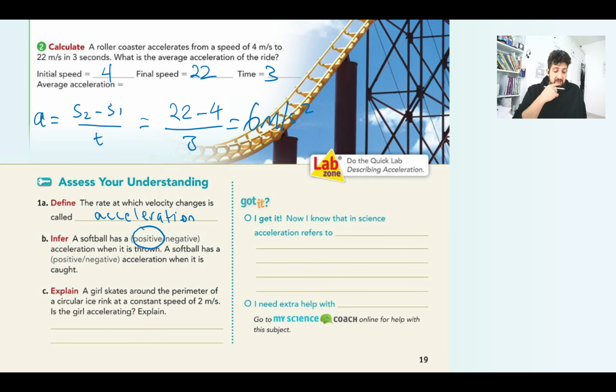A softball has a what acceleration when it's caught? When it's caught, it goes from about 30 meters per second or 20 meters per second to zero. So that means it's slowed down. So that's a negative acceleration. It's slowing down.